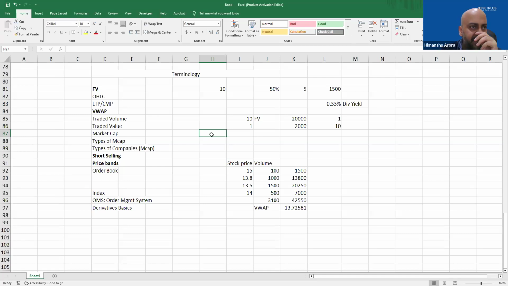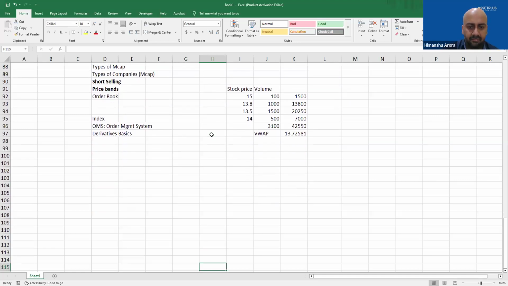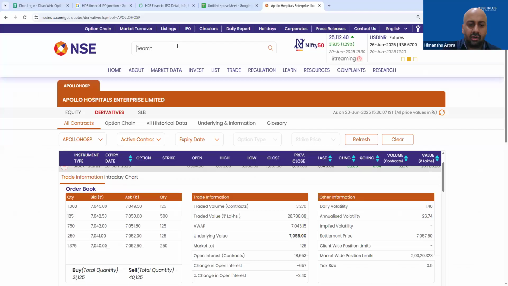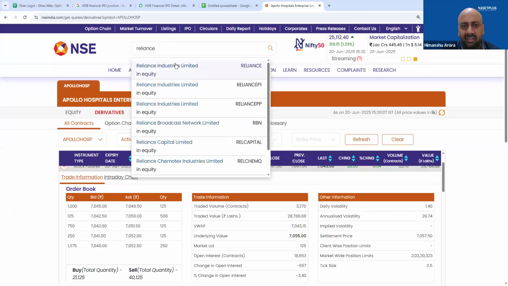There are three types of companies based on market cap: large cap companies, mid cap companies, and small cap companies. Top 100 large cap, next 150 mid cap, rest all small cap. I am repeating the definition of market cap. So market cap, sorry, TOS and FFS. Sure. Let's talk about Reliance here.